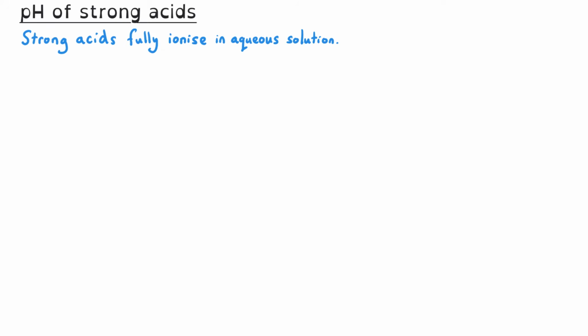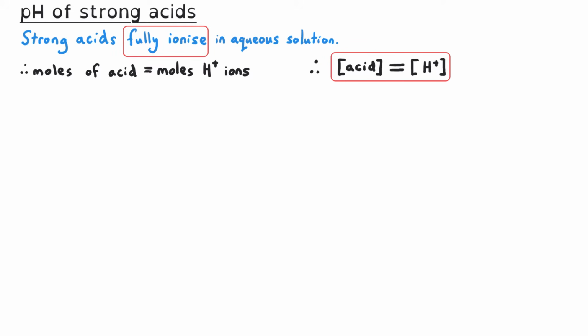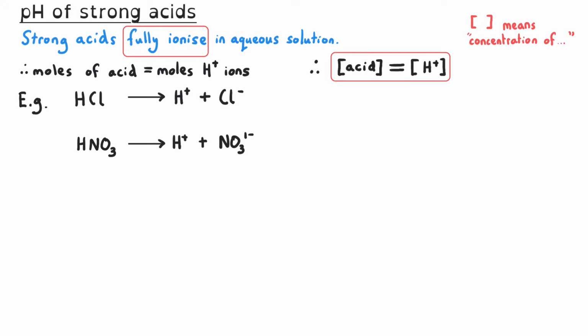Since strong acids fully ionize in solution, this means that the moles of acid in that solution will be the same as the moles of hydrogen ions in that solution. Or, more usefully, the acid's concentration will be the same as the hydrogen ion concentration. And you can see that in these equations that I'm showing here. The moles of hydrochloric acid and hydrogen ions in the equation are the same. And so that means that if I had 1 mole of hydrochloric acid, I'll make 1 mole of hydrogen ions. And if I had 2 moles of nitric acid, I'd make 2 moles of hydrogen ions. We can see that those are going to be the same.